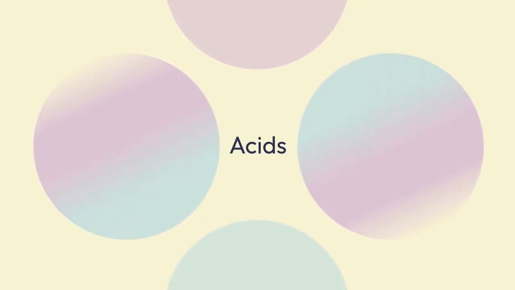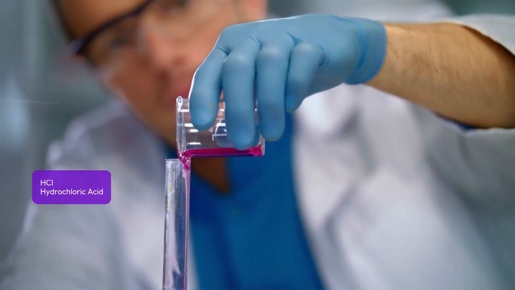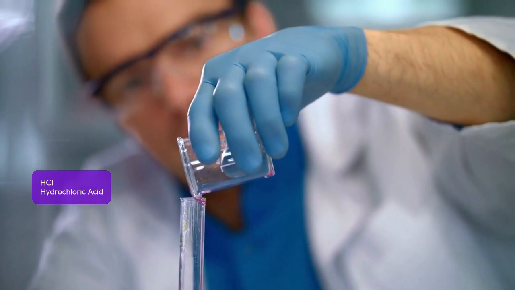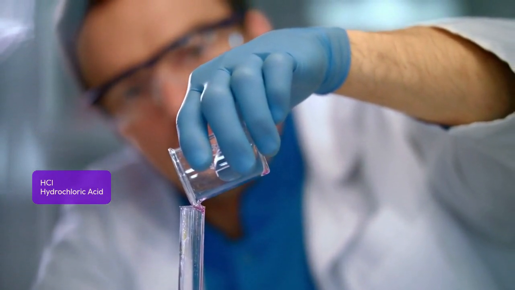Finally, a quick look at acids. Binary acids like HCl, which are just hydrogen and one other nonmetal, get the prefix hydro- and the suffix -ic acid, making it hydrochloric acid.